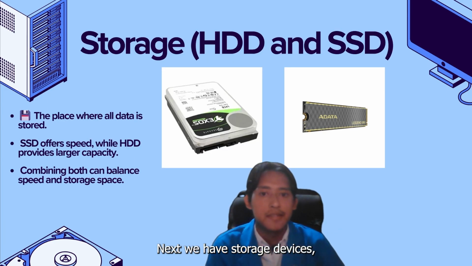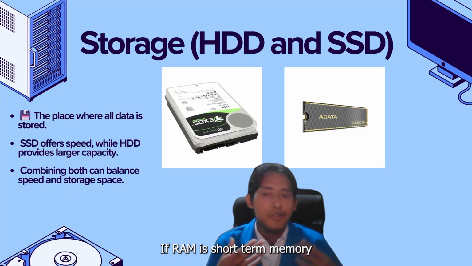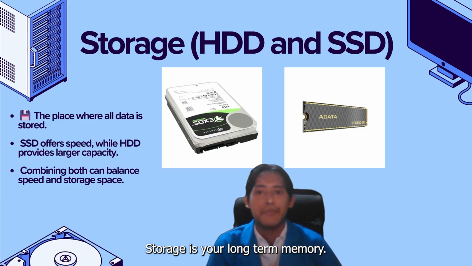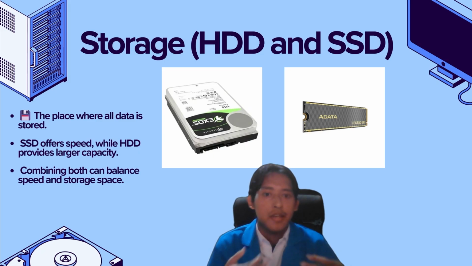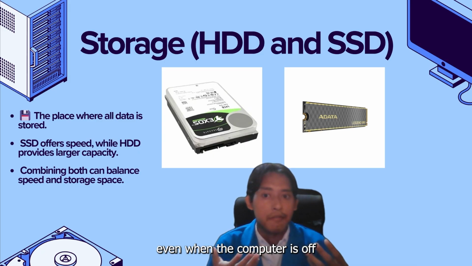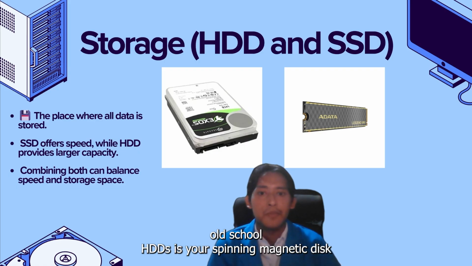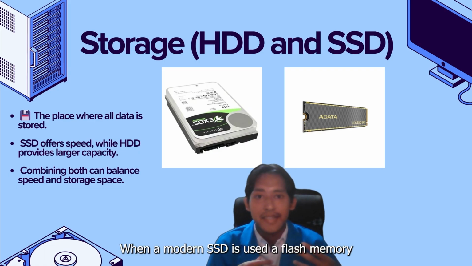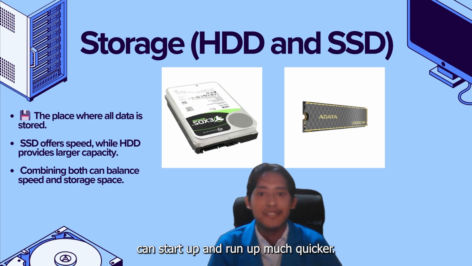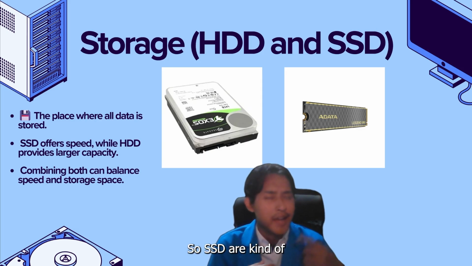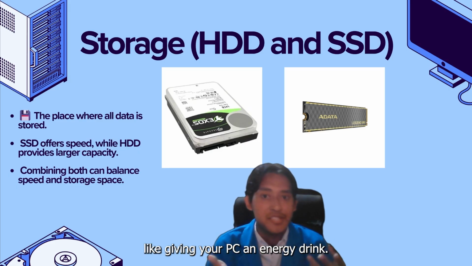Next, we have storage devices, usually an SSD or an HDD. If RAM is short-term memory, storage is your long-term memory. It keeps your files, photos, games, and operating system even when the computer is off. Old-school HDDs use spinning magnetic disks, while modern SSDs use flash memory. That's way faster and quieter. That's why computers with SSDs can start up and load much quicker. So, SSDs are kind of like giving your PC an energy drink.